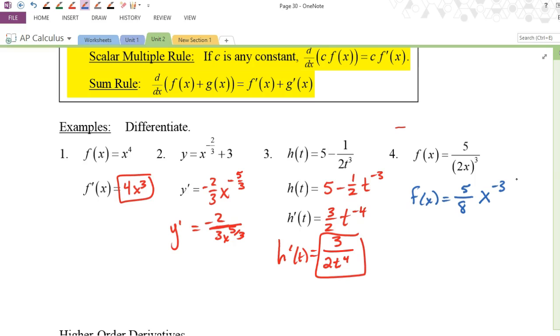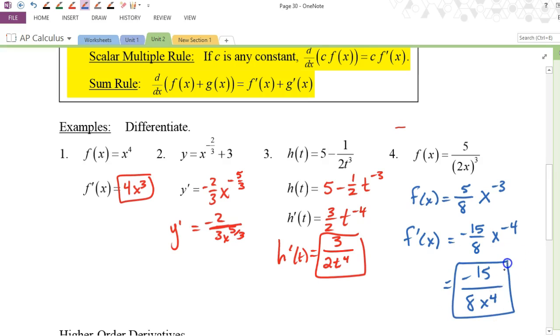Okay, so now, what is 5/8 times -3? -15/8. Everybody good with that? I just multiplied 5 times 3 on the top. And then what's -3 minus 1? -4. Okay, so remember on the free response, I can say done. But otherwise, we should really simplify this and say that is -15 over 8x to the 4th. I like that better. Pretty easy? Pretty basic?